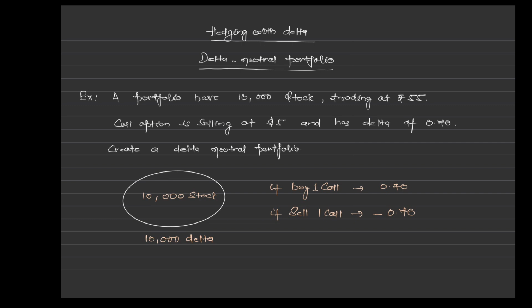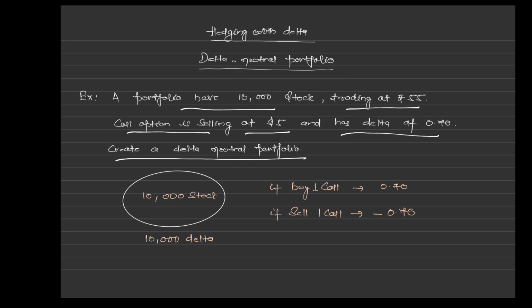Hedging with delta neutral strategy. Assume you have a portfolio of 10,000 stock trading at 55. Call option is selling at rupees 5 and has a delta of 0.70. Create a delta neutral portfolio. When I say create a delta neutral portfolio, you have to make the delta of the portfolio equal to 0. What does it mean? It means that the delta of the portfolio is 0.